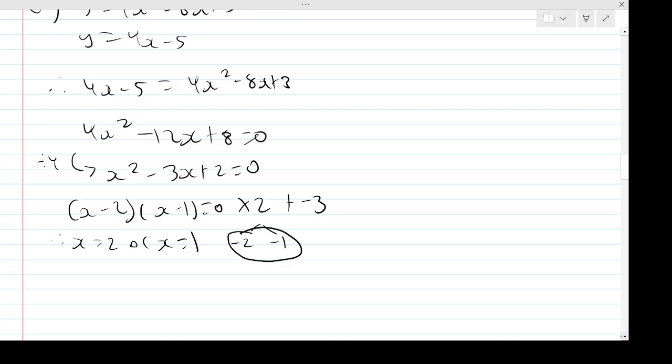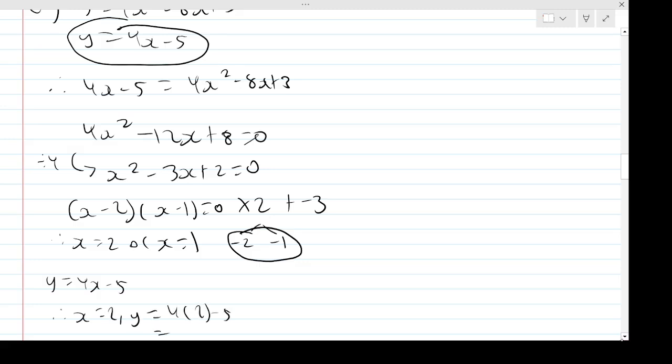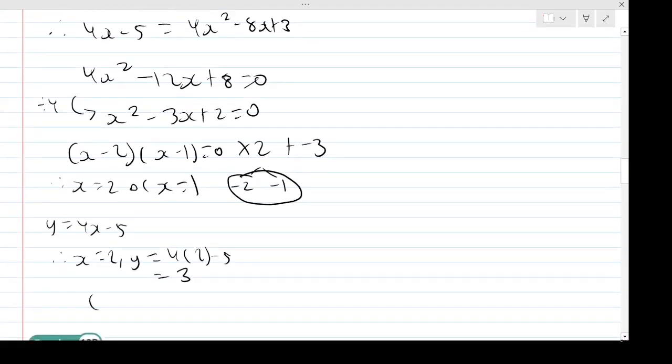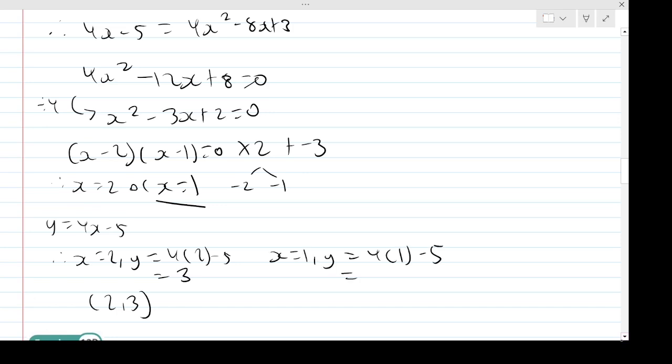So I've got two x coordinates, but I need the y. I can substitute the x values into here then. y is 4x minus 5. So when x is 2, y is equal to 4 lots of 2 minus 5, which would be 8 minus 5, which would be 3. That gives me the coordinate (2, 3). Or x would equal 1, so y would equal 4 lots of 1 minus 5, which is 4 minus 5, which is minus 1. So therefore I get the point (1, minus 1).